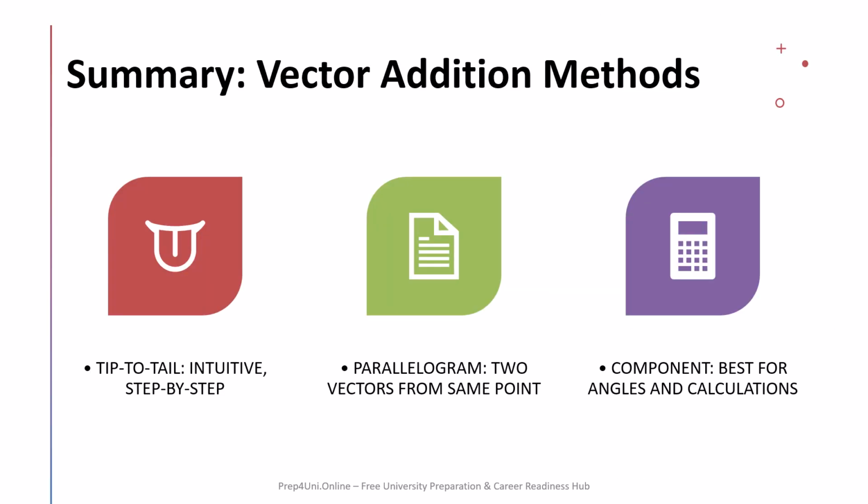Let's summarize. Use the tip-to-tail method for a visual step-by-step approach. The parallelogram method is best when both vectors act from a single point. And the component method is ideal when you have angles and need precise calculations. All 3 methods give the same result. Choose the one that suits your problem.